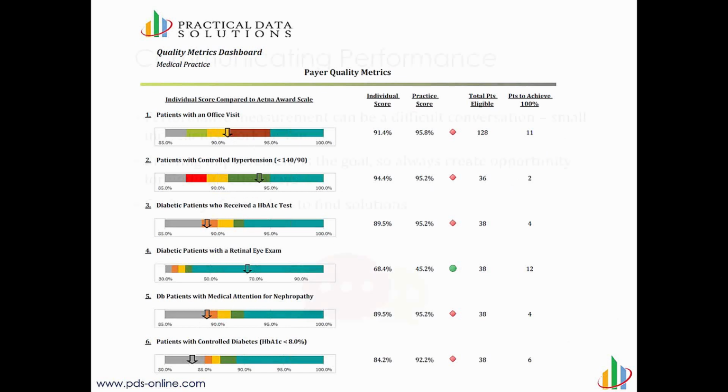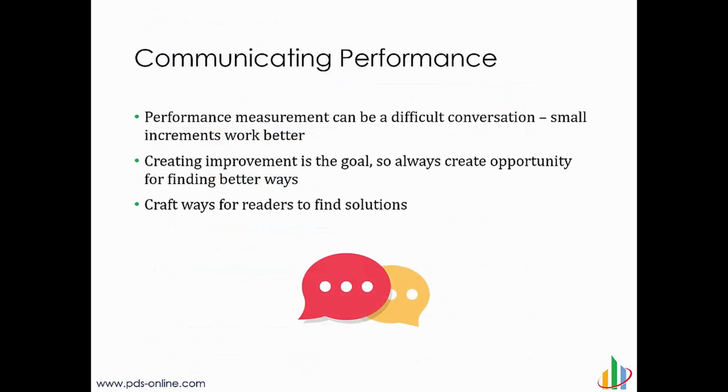Yep, and then being able to see those actual patient names that are missing completes the picture for the physician and the care team. So I think communicating performance like this can always be difficult. I find that difficult conversations work better in small increments. Instead of giving them all 10 metrics that Aetna's looking for, I might start with 2 or 3. And I might start with those that are grouped together, for instance, all the diabetic measures, so that you can do all of the work at one time.